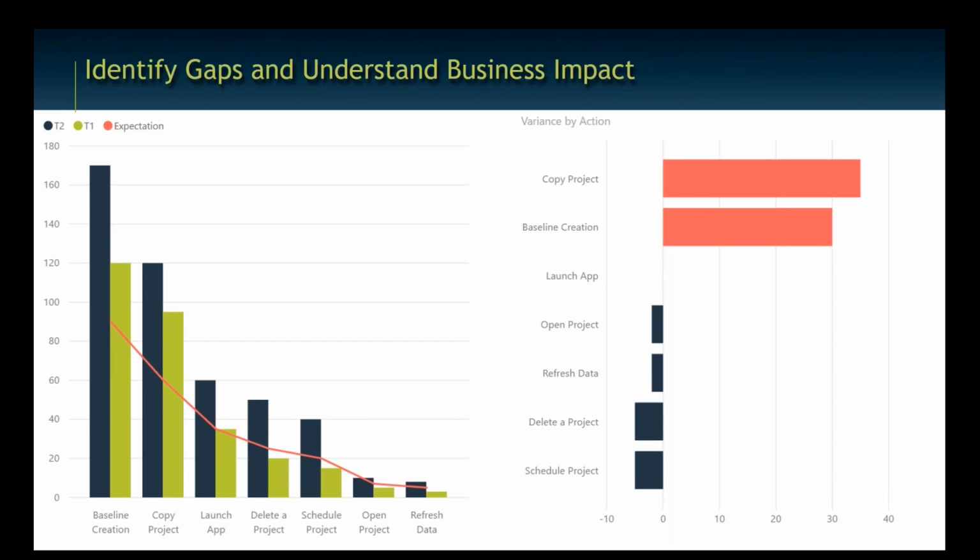On the right, you'll see that, hey, we have a situation or an issue where the user is experiencing a copy project and baseline creation that may not be in alignment with where we want it. And so we then start to perform our analysis.